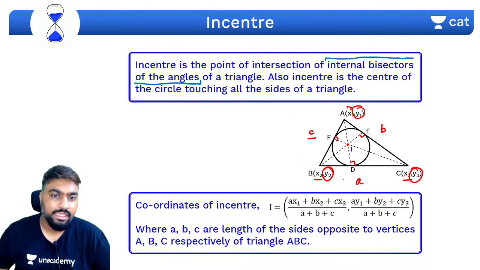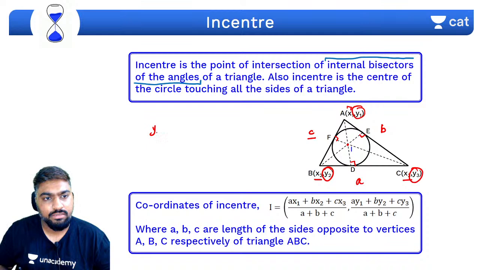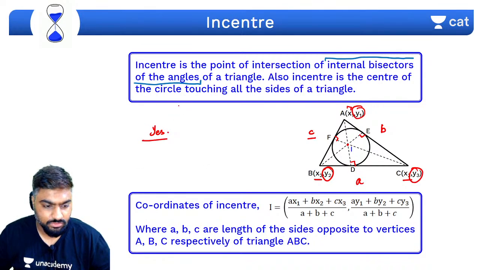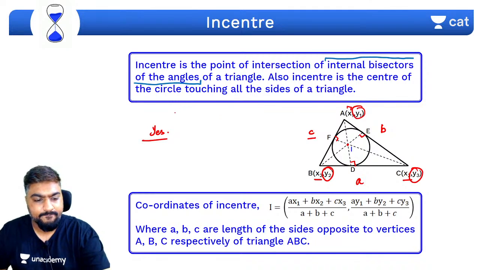Understood? What are a, b, c? They are the lengths of the sides opposite to that particular vertex. The side opposite A is a. Say yes if you've understood this. Superb.